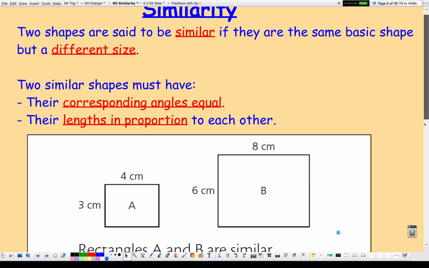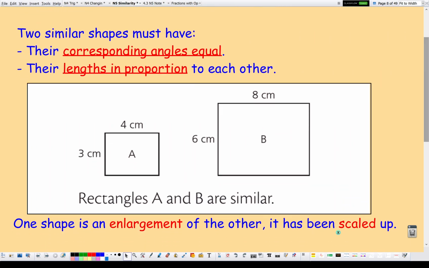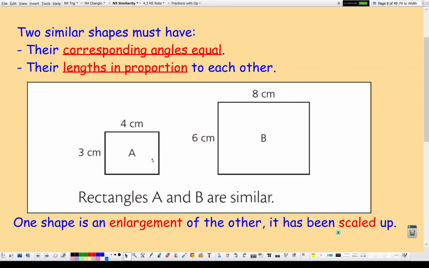So I've done a little example here of what I'm talking about. If we have rectangle A and rectangle B, these rectangles are mathematically similar. They are similar because in the larger B shape, the angles are still all 90 degrees. The corresponding angles haven't changed. So this bottom left angle is still 90 and this bottom left angle is still 90 in B. Okay, so the corresponding angles are the same.